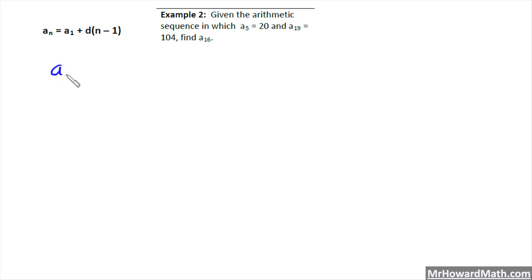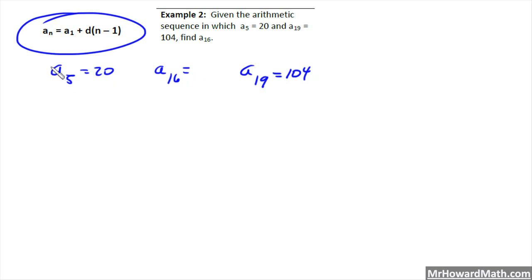So we're given a sub 5 equals 20. We're asked to find one in the middle, which is somewhere in between. I shouldn't say the middle, it's not necessarily right in the middle. So we're asked to find a sub 16, and we're given a sub 19 is 104. So we're going to be using our formula rule here for the arithmetic sequence, but unfortunately we're going to have to make some adjustments here to make it work.